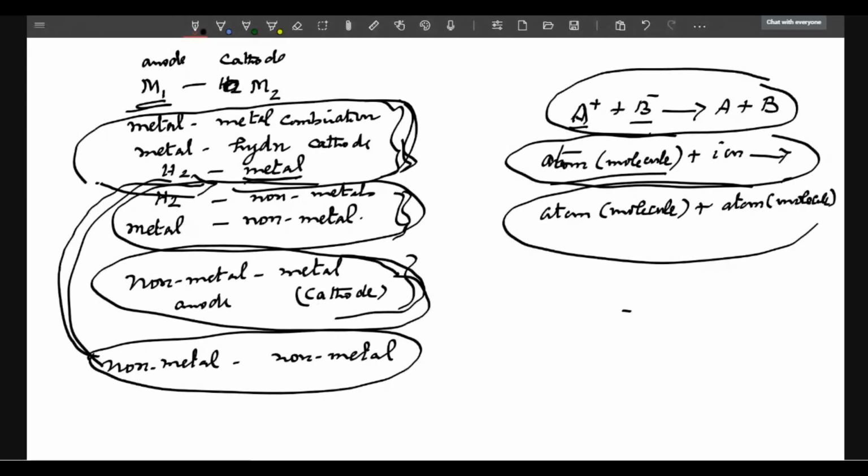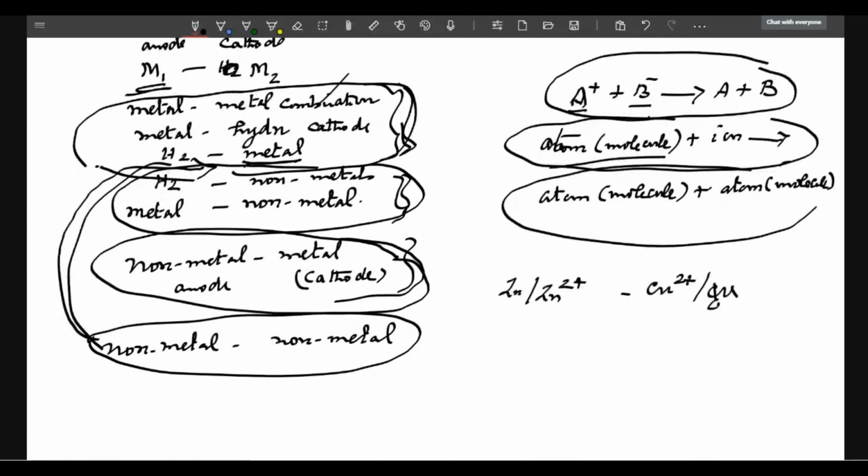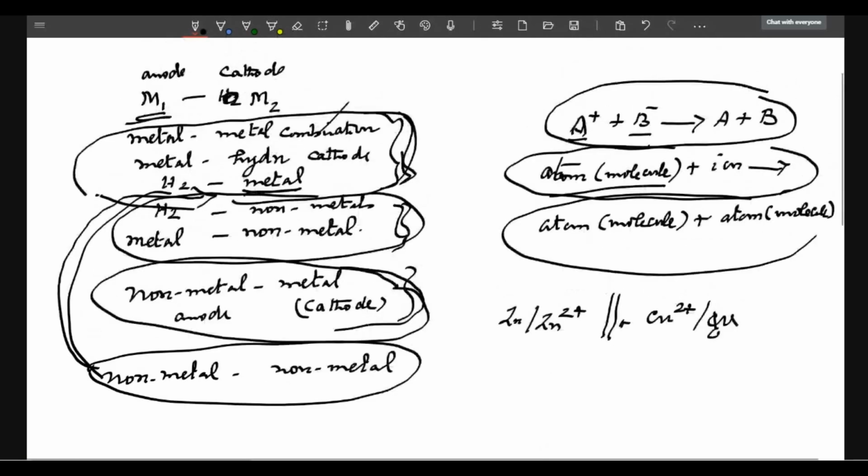First, we will take the metal combination. We will take a specific example: zinc 2 plus and copper 2 plus for copper. If you put a salt bridge in this cell, it is called a voltaic cell. Instead of this, if we put a perforated part, we call this a Daniel cell. In the Daniel cell, a salt bridge is not used. Instead, it consists of a porous part.